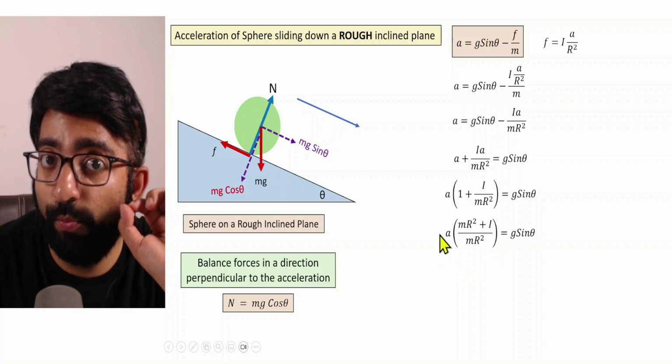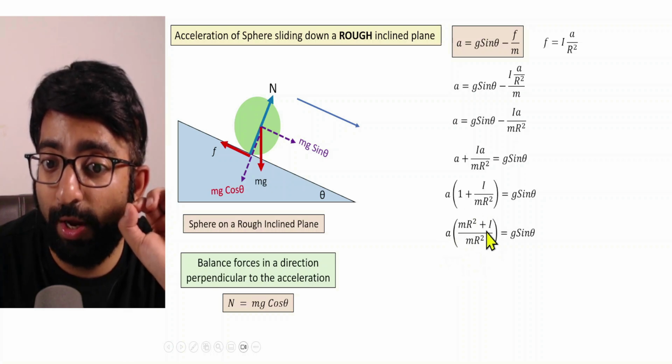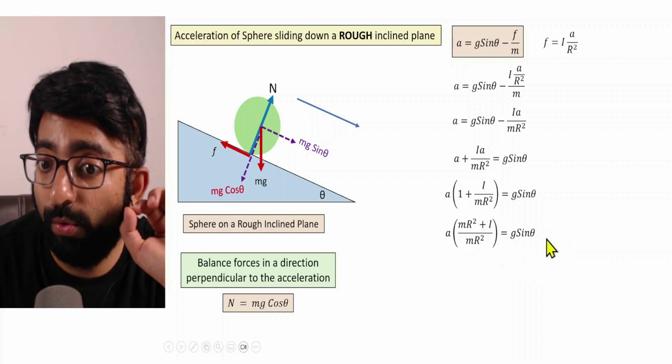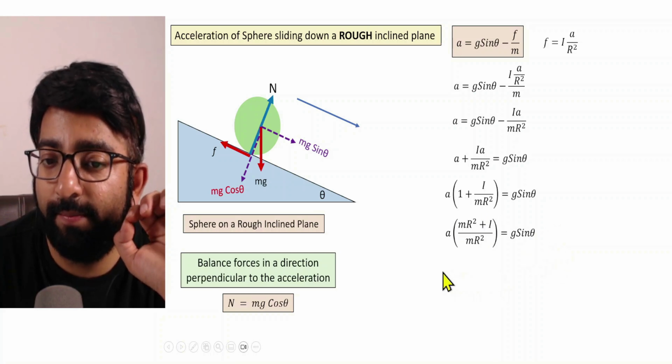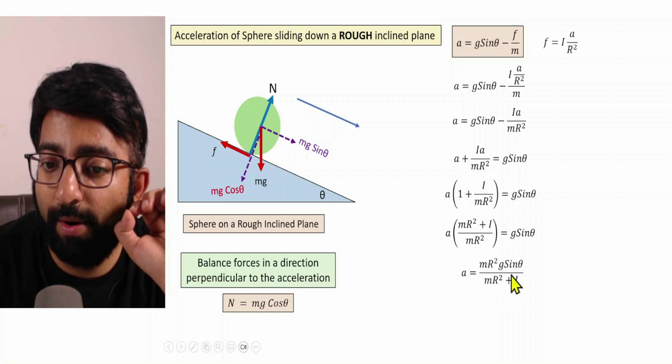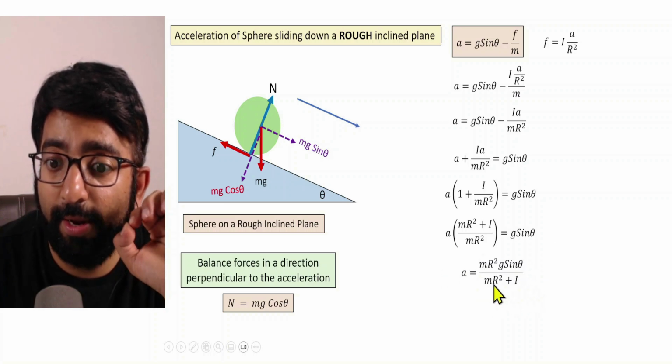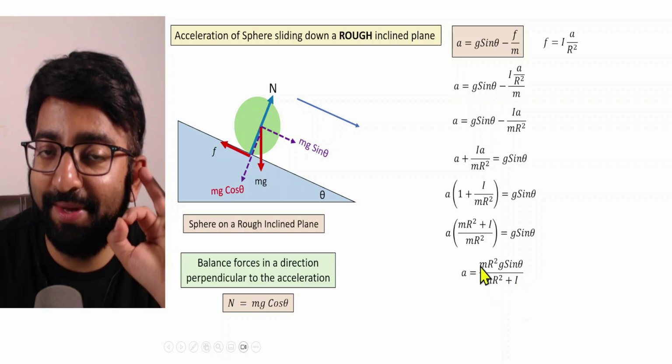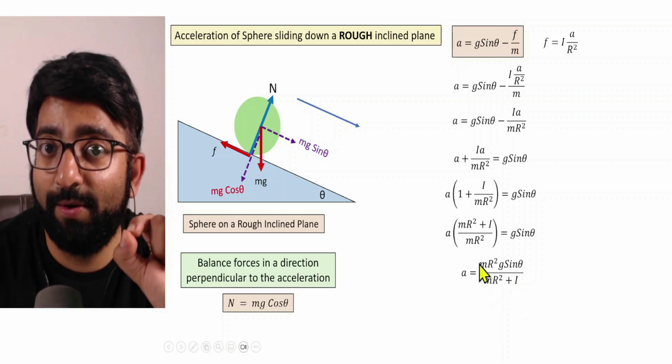So MR square is the LCM and the numerator is this. And now if we try to make acceleration as the subject, MR square will go in the numerator and MR square plus I will go in the denominator of the right hand side. Hence, A will be equal to MR square g sine theta divided by MR square plus I. This is the expression of acceleration which we required.